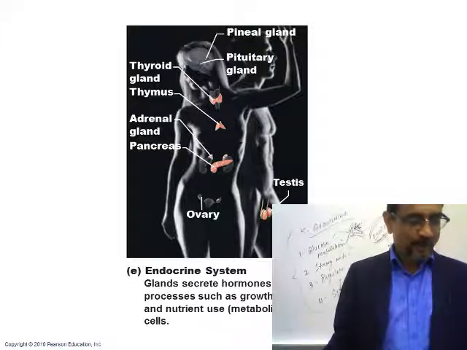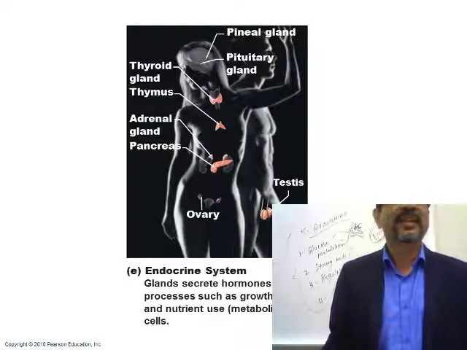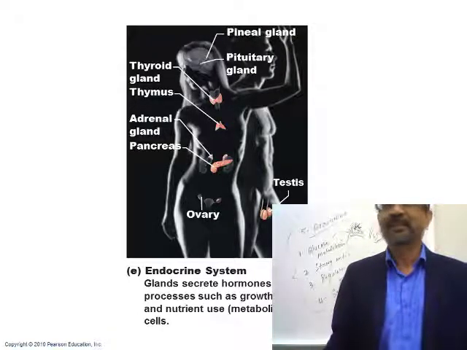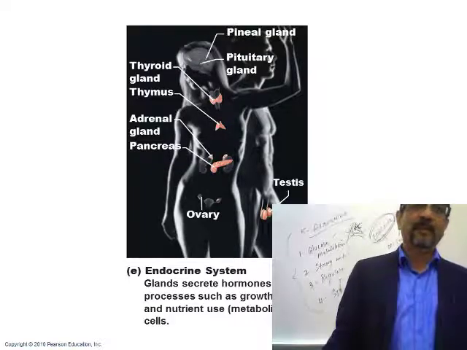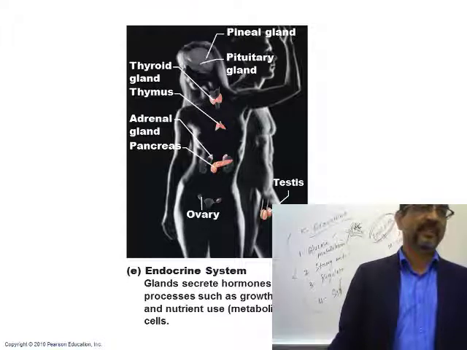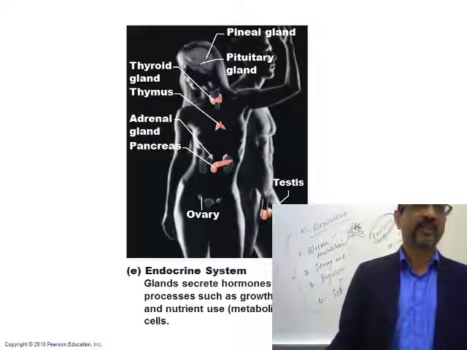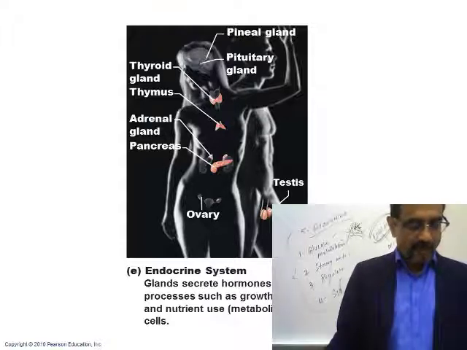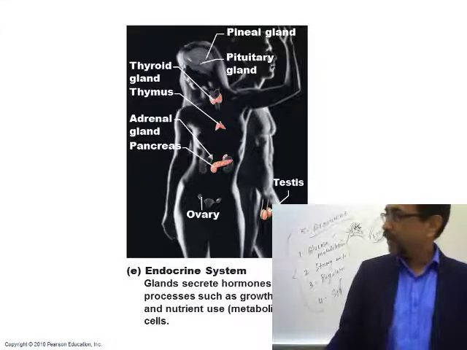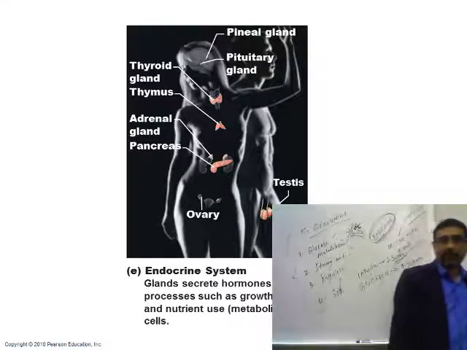Okay, so gonads produce sex hormones, right? Testosterone in male, so testes produce testosterone, ovaries produce estrogen, progesterone, female sex hormones. So just know these are the important endocrine glands of your body.